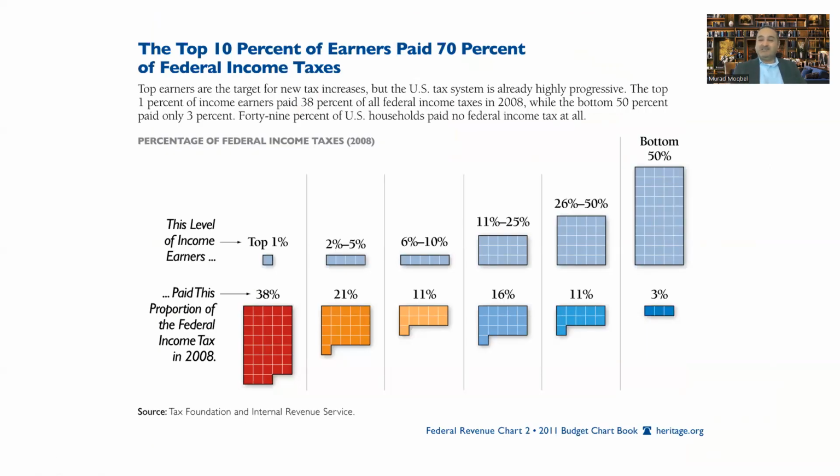So this is the red team, the Republicans, who created this one. And they are saying that the top 1% are paying 38% of the federal income tax in 2008. And they are saying that the top 10% are paying 70% of the federal income tax in 2008, in comparison to the bottom 50%, who are paying only 3% of the federal income tax.